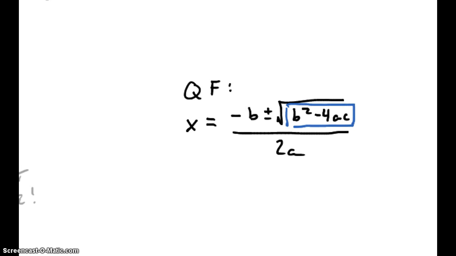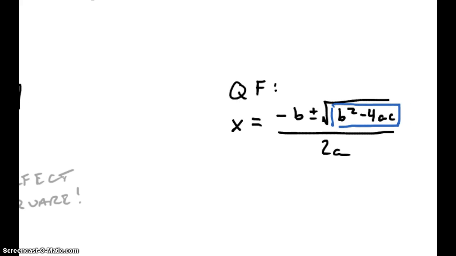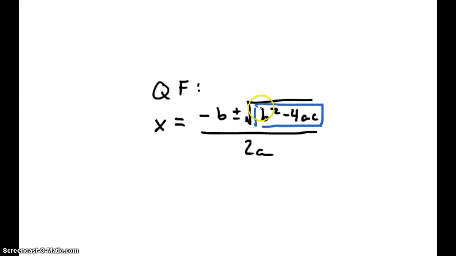The reason that this tells me so much is that it's going to give us no solutions if this is negative. If this entire thing is negative, then we can't take the square root of a negative number. Therefore, we will have no real solutions. If it's 0, this plus or minus 0 means basically we don't have an error term here.